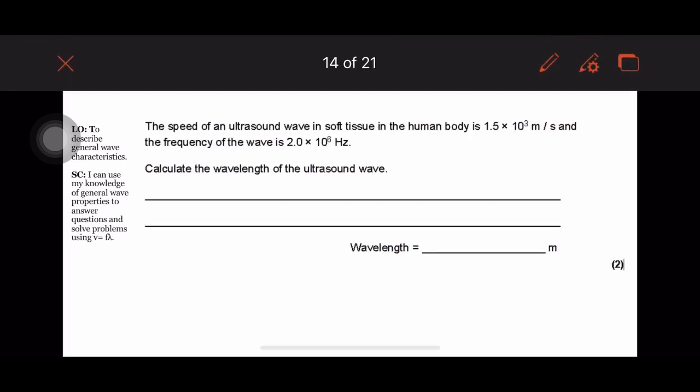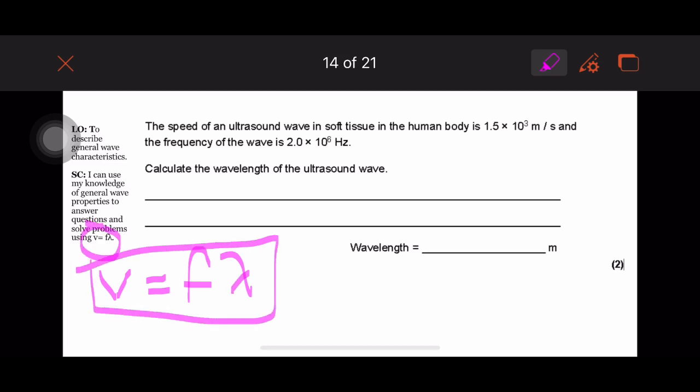Okay, this is a v is equal to f lambda type of question. We know that v is equal to f lambda. How do we know that this is the correct formula? It's there in your success criteria. So the speed of an ultrasound wave in soft tissue in the human body is 1.5 × 10^3 meters per second. Now how do you know which quantity this is? It's in meters per second, so this is v.